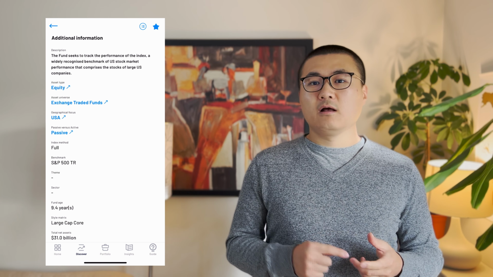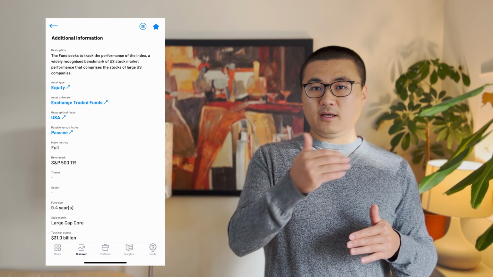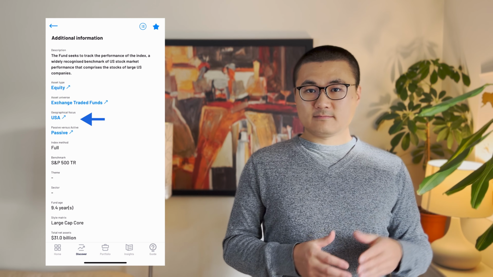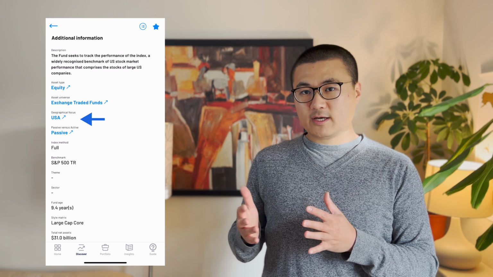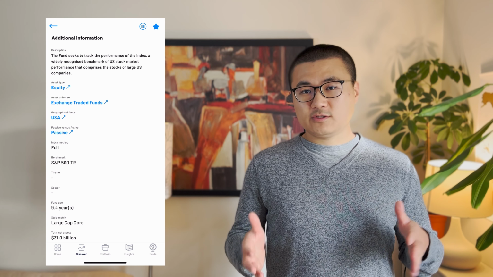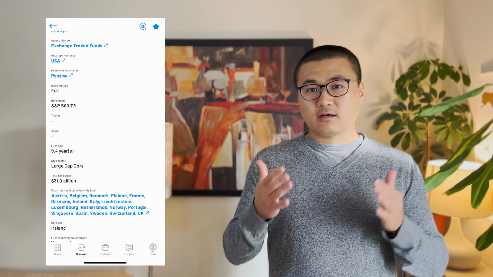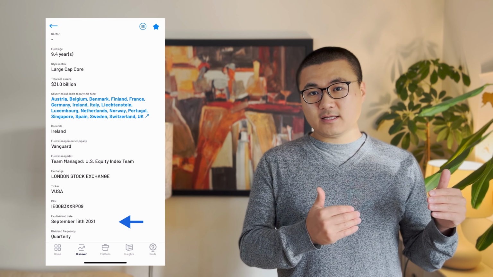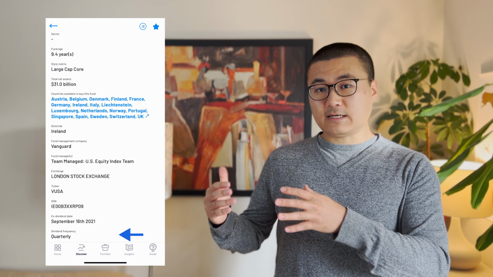And for this Vanguard ETF, it invests predominantly in equities as its asset class. Its geographical focus is in the US. Its benchmark is the S&P 500. And also you will see the size, the countries you can buy this fund in, and lastly the very important information about the dividends, such as its ex-dividend date and the frequency it pays out dividends.